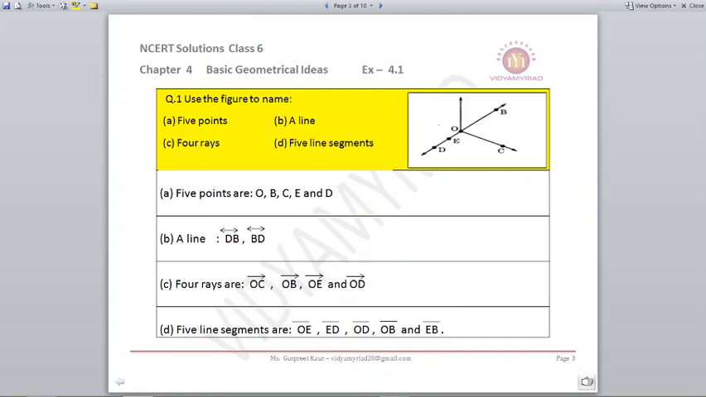Then we need to talk about line segment. So what is a line segment? I gave you a hint that it will have a starting point and an end point with a dot. So we can write it as OE, ED, OD, OB and EB. They all are representing the line segment, and remember to put a straight line above those alphabets or a pair of the alphabets to represent that these are the line segments.